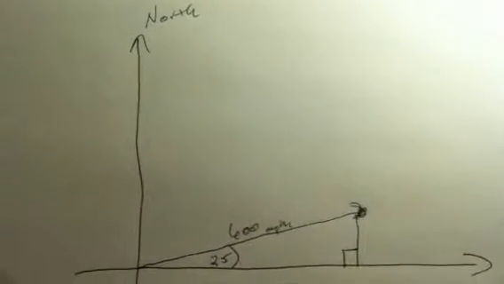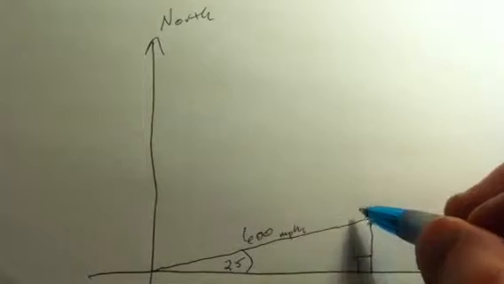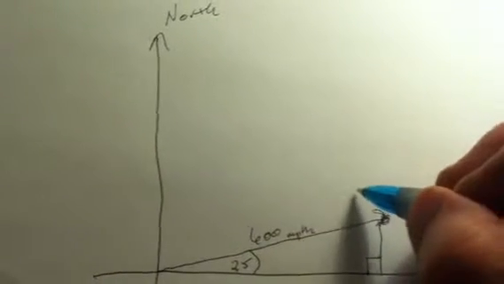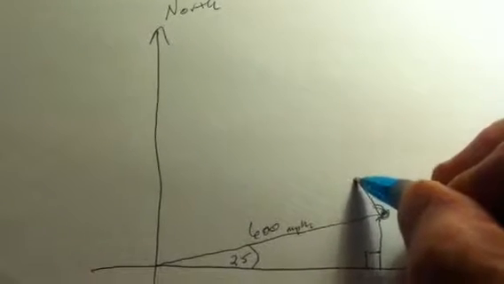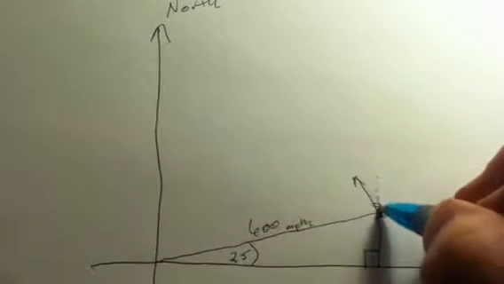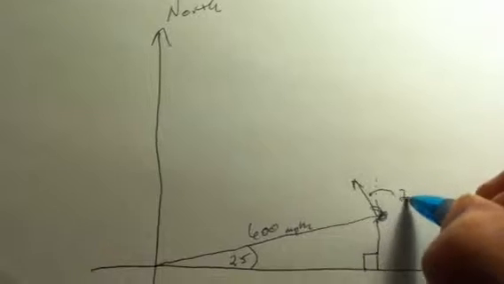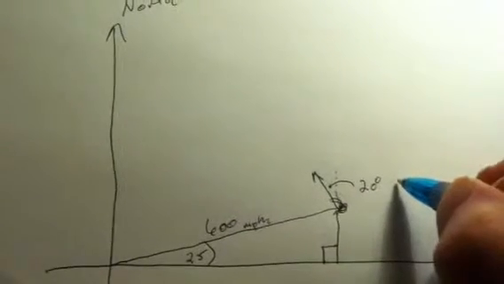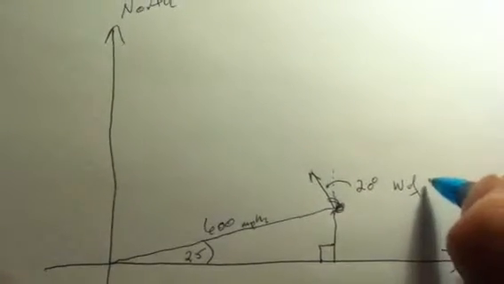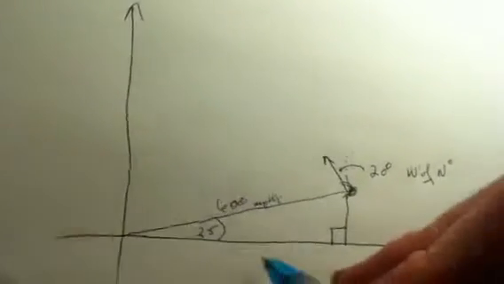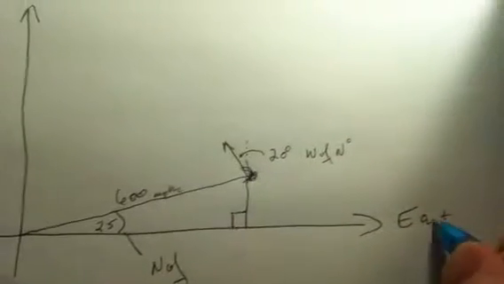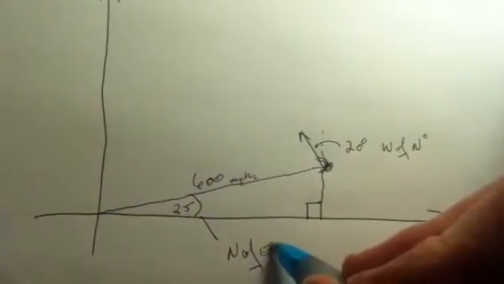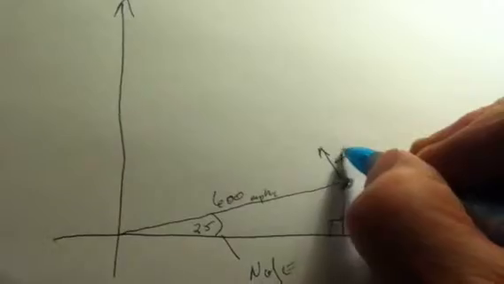Okay, and so the wind is going to be coming this way. I can represent the entire sum of the wind blowing this way. Let's say it's 20 degrees west of the north axis, and this is 25 degrees north of the east axis. Okay, and we end up with these three right triangles.